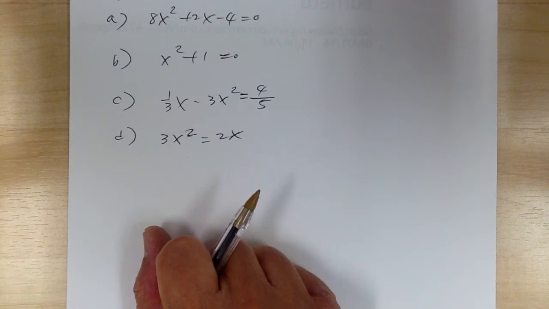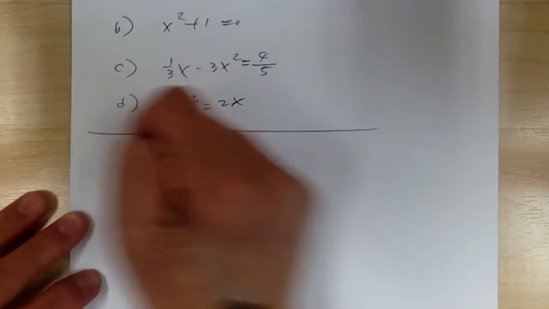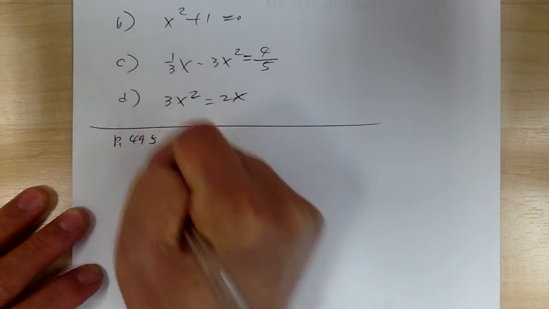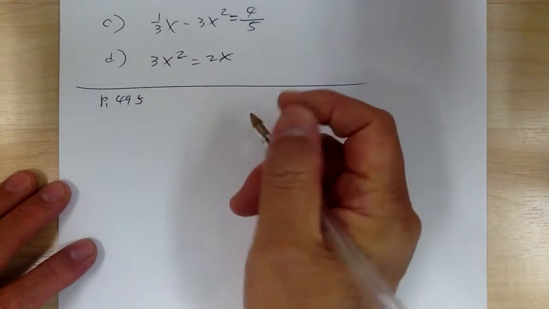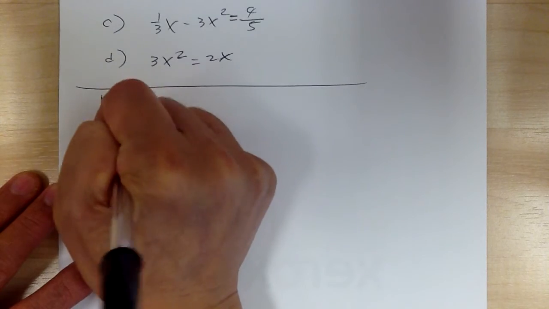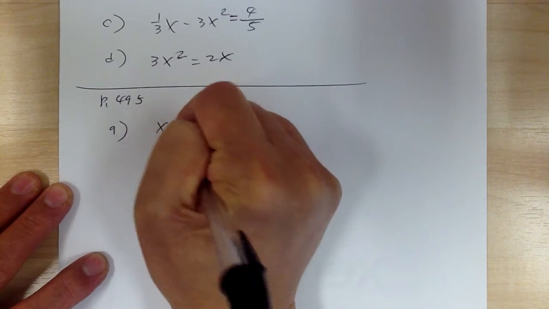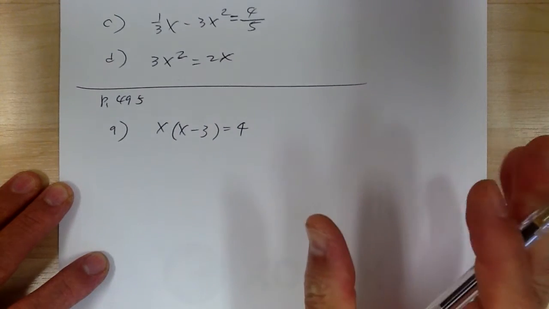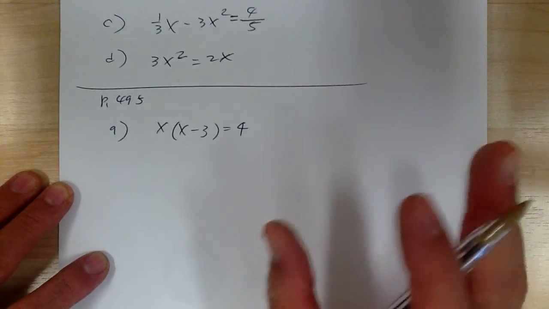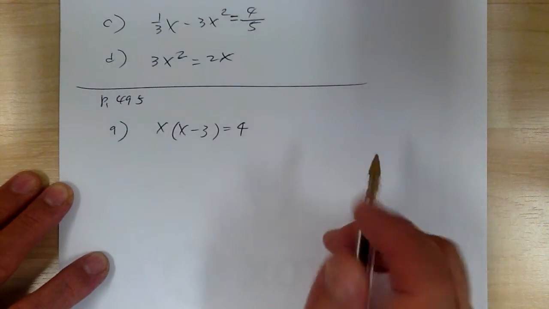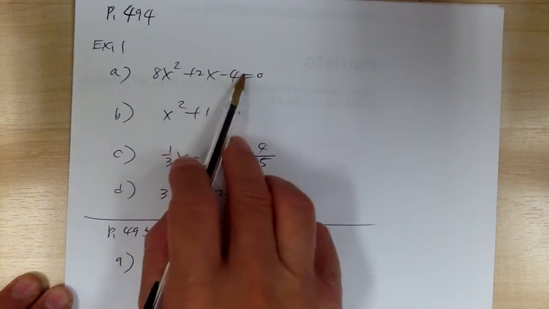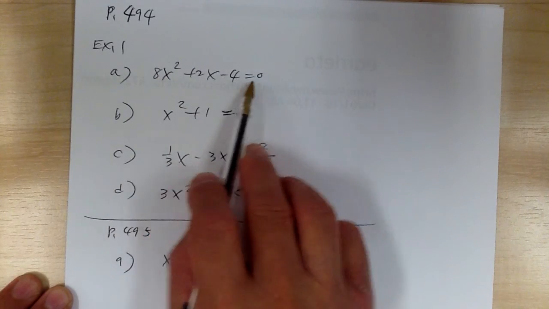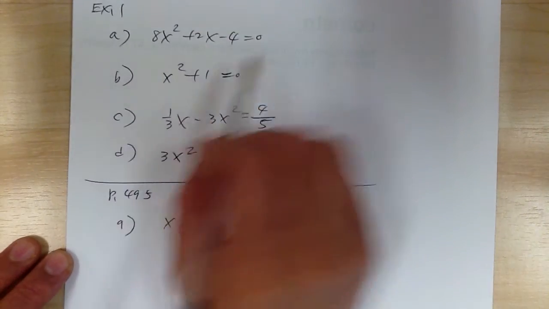Now, when you have a quadratic equation, what you want to do is identify the coefficients. So if you go to page 495, and look at number 9, you got x times x minus 3 equal to 4. They want you to convert each of the following quadratic equations into general form. So the general form is like this. You have everything on the left-hand side arranged in order, and the right-hand side is equal to 0. This is called the general form.